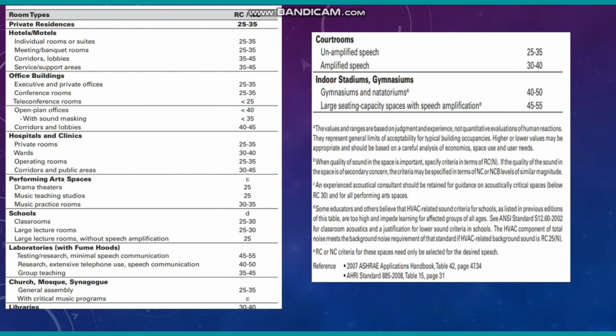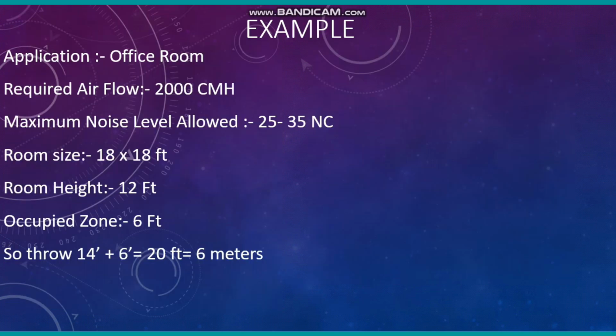So here I have given the recommended NC level for the different applications like office, hotels and schools and different things, and the reference I have given here also. So considering all these things, now we will go with the selection of the diffuser. So we have an example here, like application is an office room, and required airflow based on the cooling load calculation, I have to provide 2000 cubic meter per hour airflow.